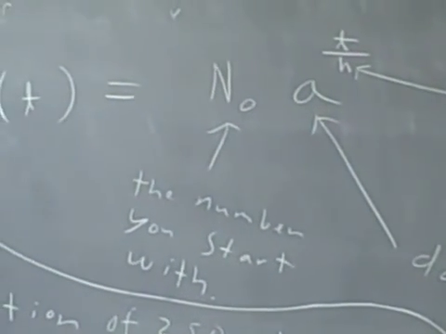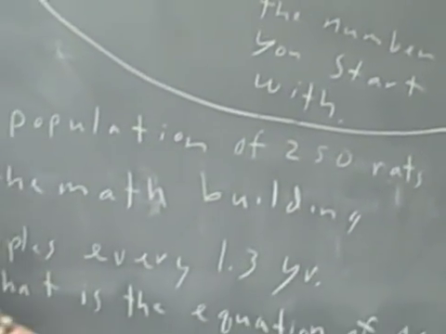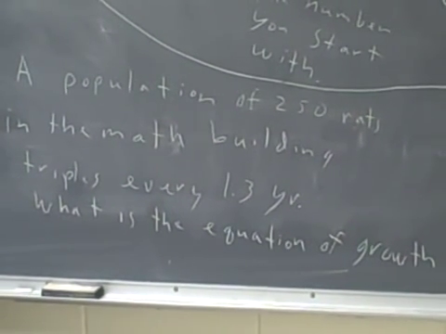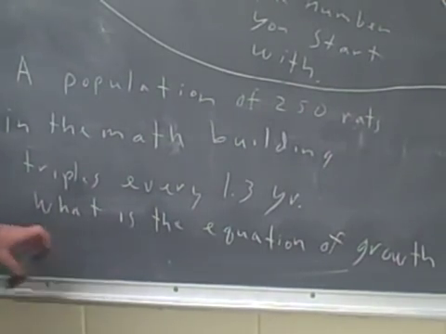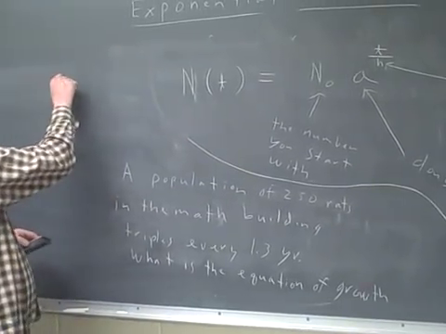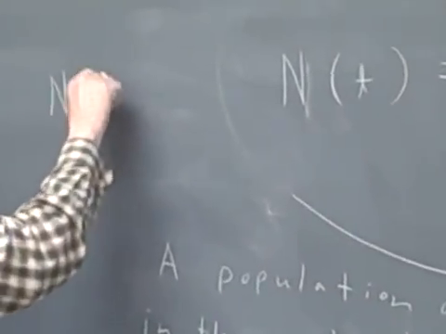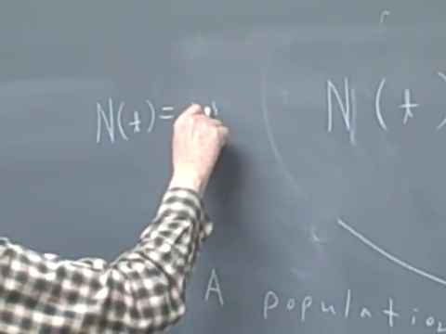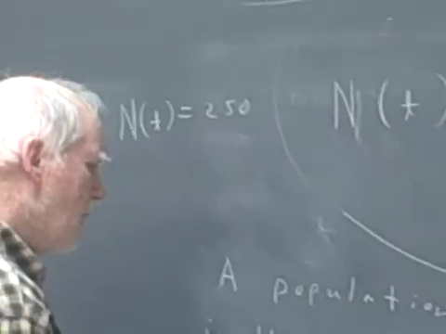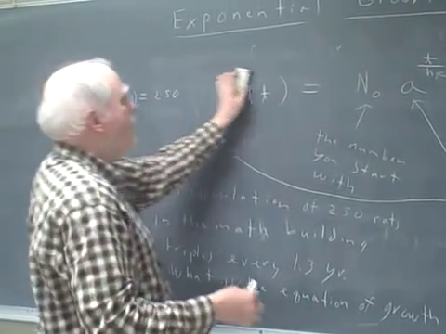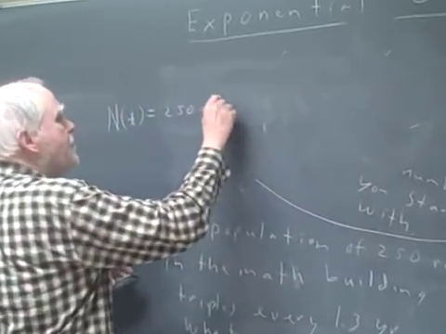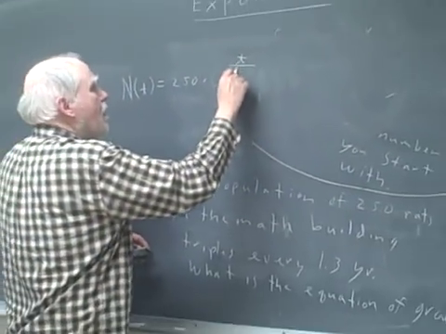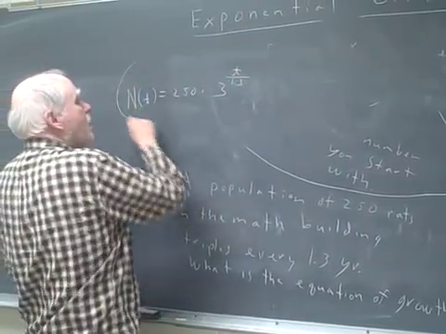Okay, so let's ask the question. We're going to go down here. I kind of squeezed this problem in right here. A population of 250 rats in the math building triples every 1.3 years. What is the equation of growth? Well, the number at time t equals, let me get a little bit more room. I start with 250 rats, right? And it triples, so that's 250 times 3. And how often does it triple? It triples every 1.3 years. And that's my equation of growth.